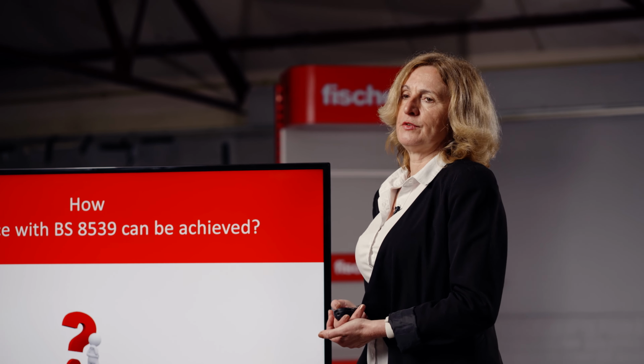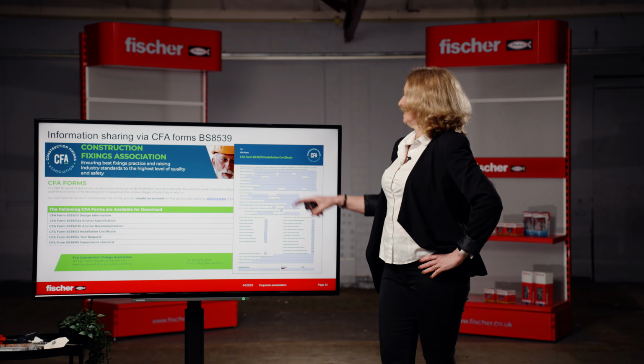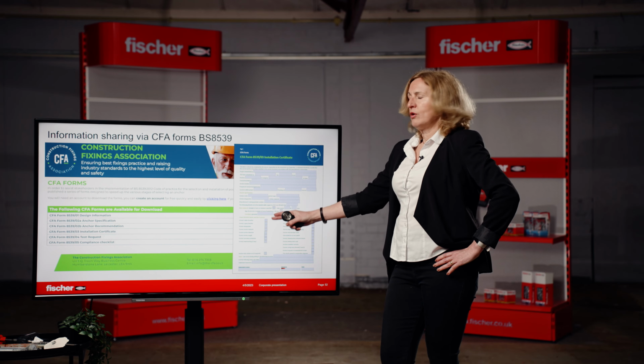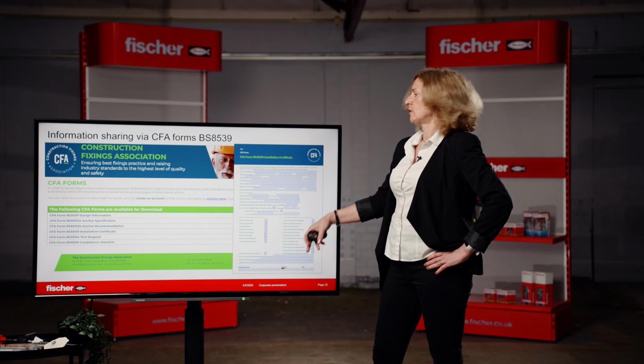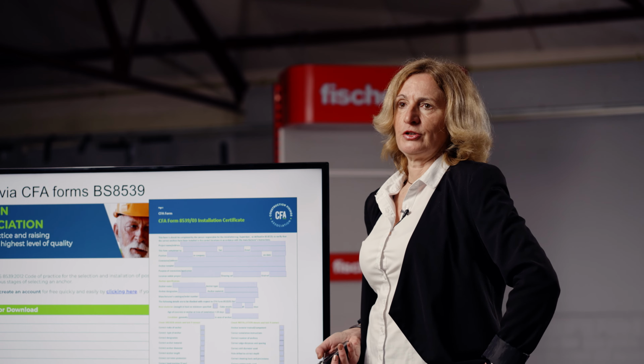Now, important question. How to achieve compliance with BS 8539. Refer back to CFA website. You will find there very useful information about the code of practice. You can download very useful forms. CFA forms. There are different forms. For example, CFA form 853903 is installation certificate. So somebody has to check and declare where correct installation accessories have been used, correct anchor was installed, and supervisor have to sign the installation.